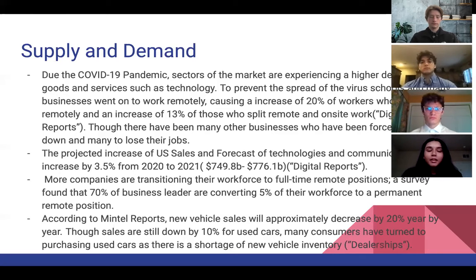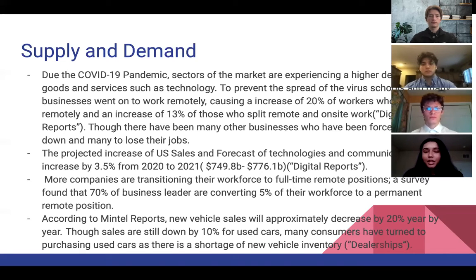Though there has been a projected increase of U.S. sales of technologies and communications by an increase of 3.5 from 2020 to 2021. Many companies are transitioning their workforce to full-time. A survey showed that 70% of business leaders are converting 5% of their workforce to permanent remote positions.